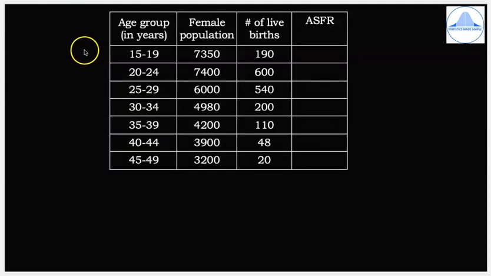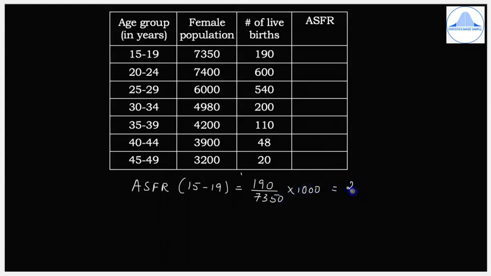So now I have rewritten the table in a tabular format as columns. So we have age group in years, the female population and number of live births. So let us calculate ASFR for each of the age groups. As an example, for the age group 15 to 19, using the formula which I have already explained, it will be 190 divided by 7,350 into 1000. So according to the calculations, you'll get 25.8503. So let me write here 25.8503.